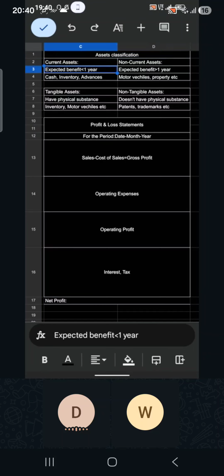Current assets are expected to benefit or change within a year. Like cash, you will probably use it somewhere. Inventory, it's supposed to be used within a few months. Advances, it's something that might change in the next month. Non-current assets, expected benefit over a year. It's basically things like buildings, motor vehicles, things that will last.